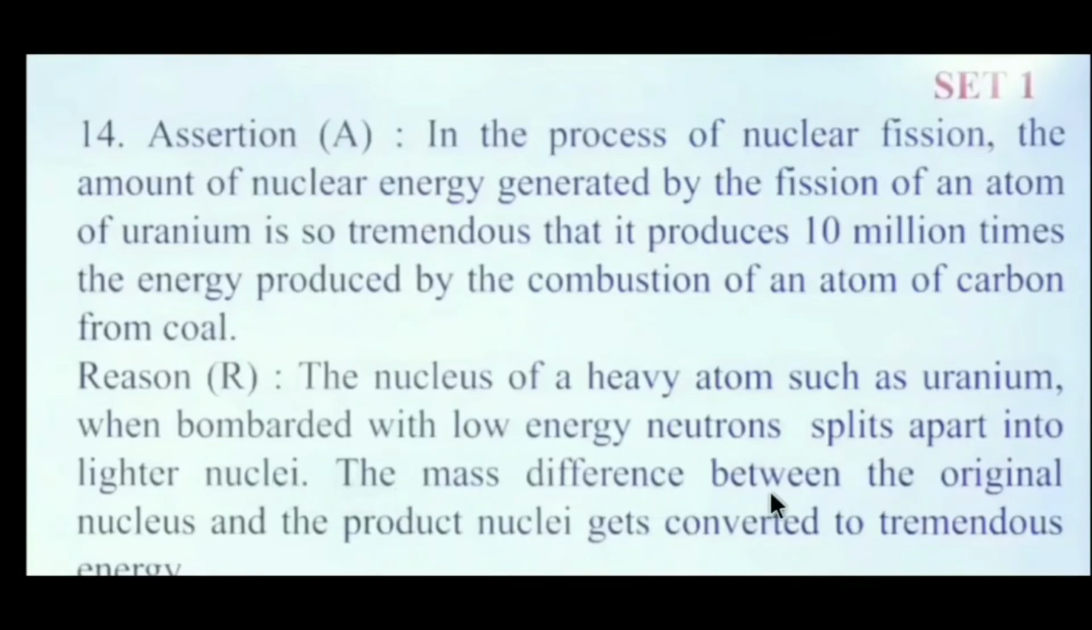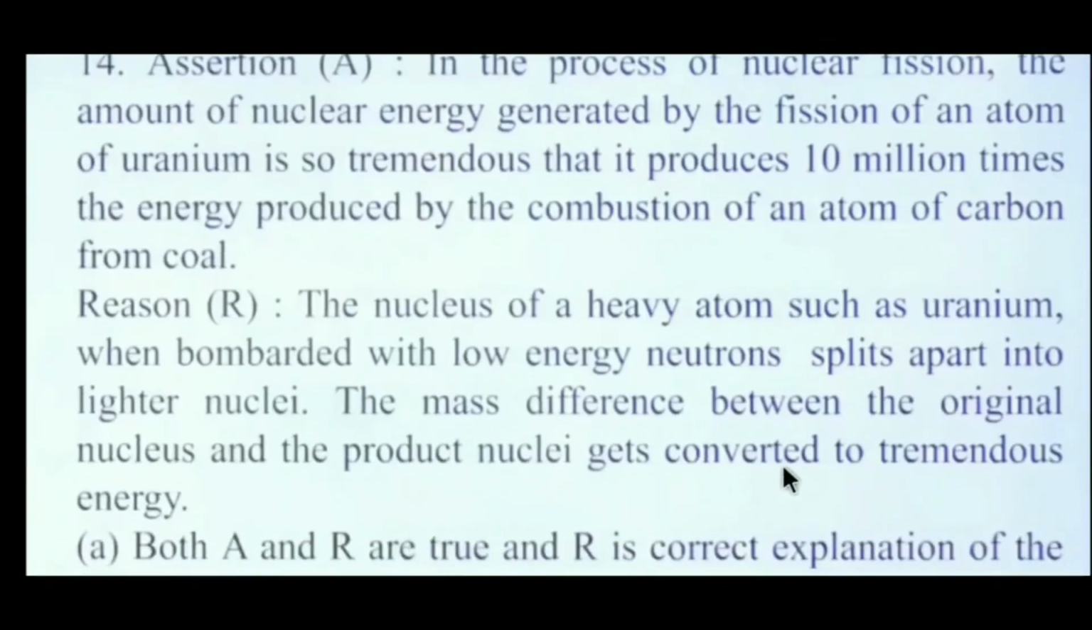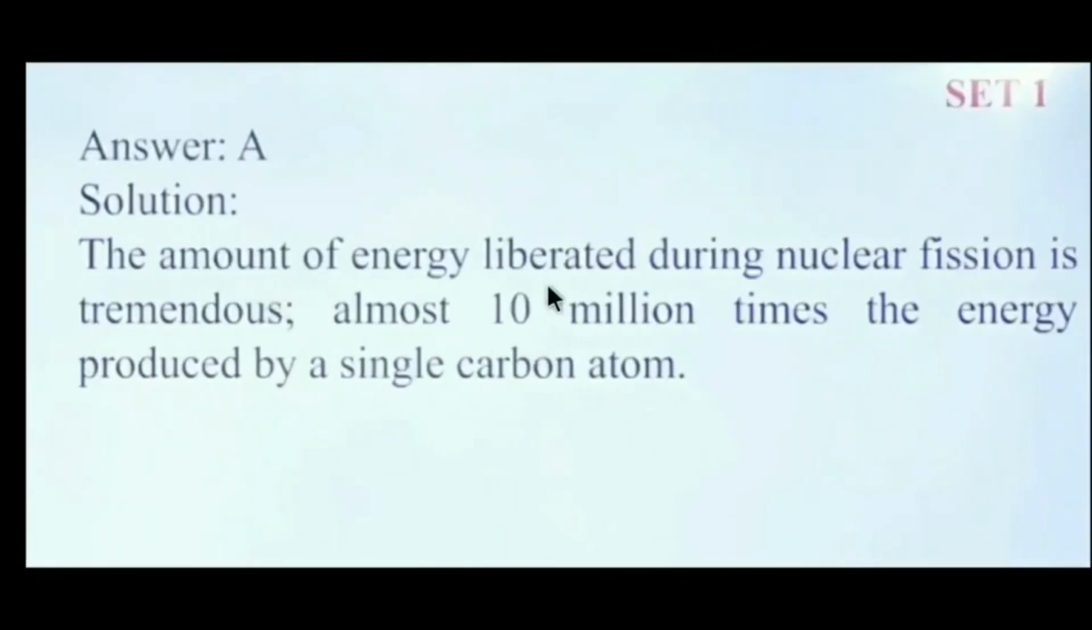The mass difference between the original nucleus and the product nuclei gets converted to tremendous energy. So the answer is: the amount of energy liberated during nuclear fission is tremendous, almost 10 million times the energy produced by a single carbon atom.